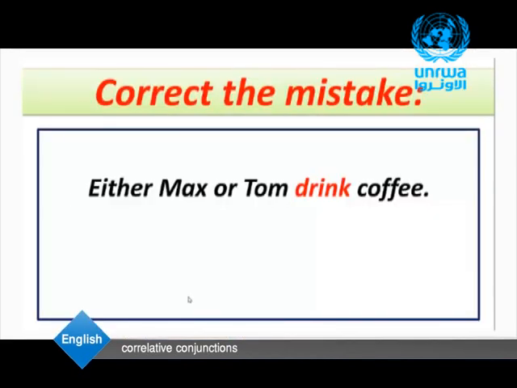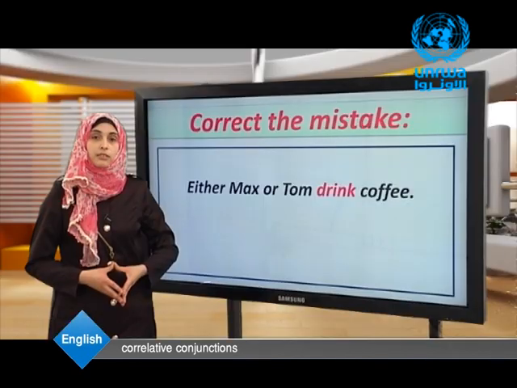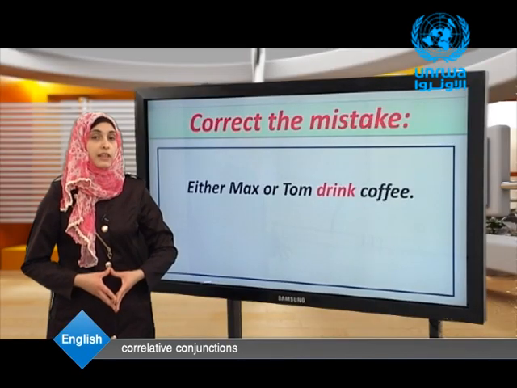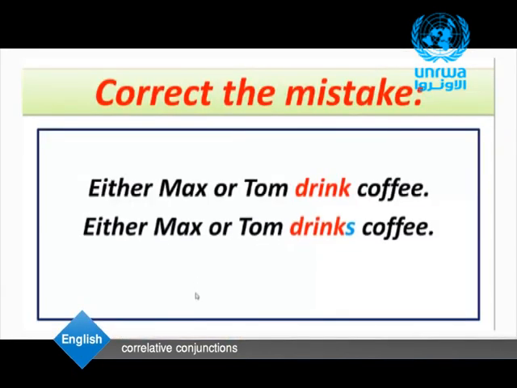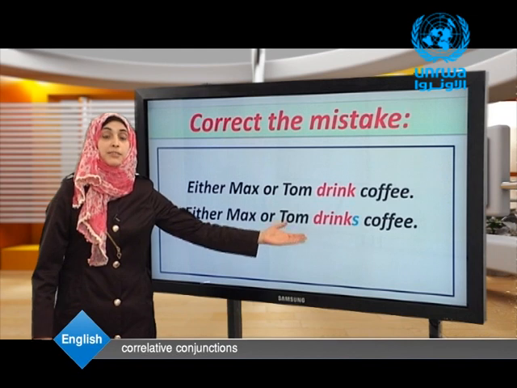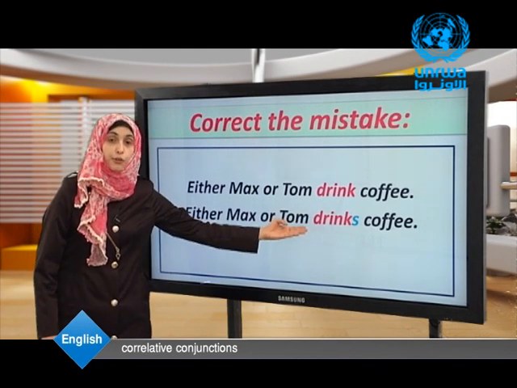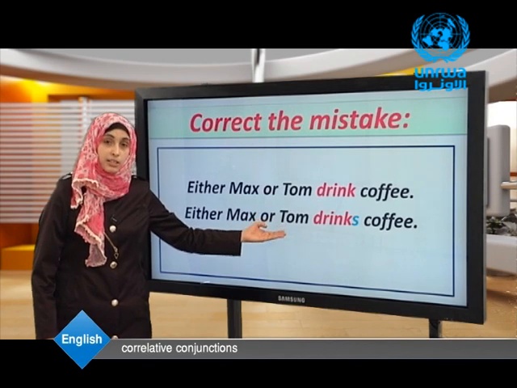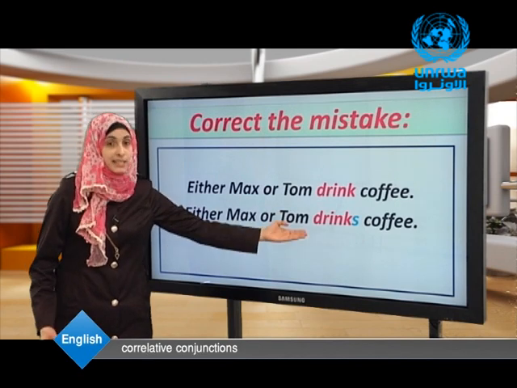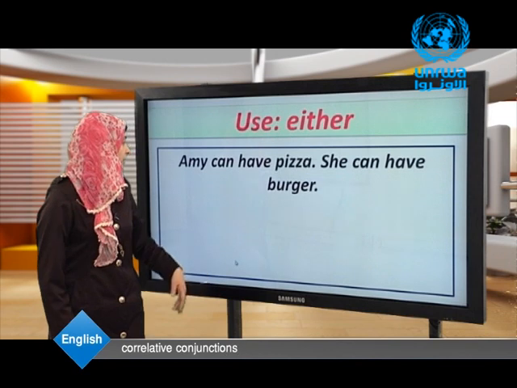Either Max or Tom drink coffee. Now correct the mistake, drink. What shall we use here? Excellent. Drinks. Either Max or Tom drinks coffee. But why did we use drinks, not drink? Excellent, because drinks here refers to Tom, the closest subject. Tom is singular and drinks must be singular.